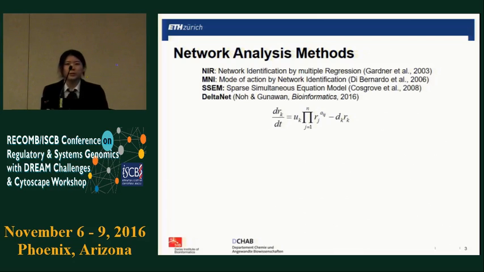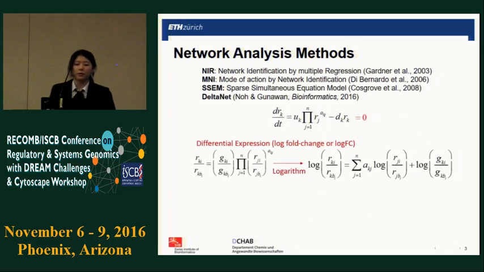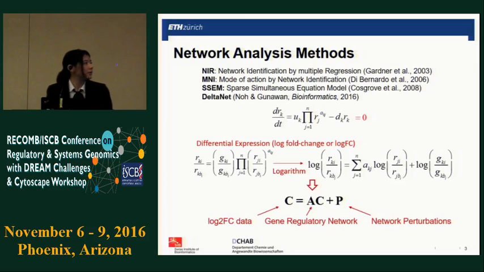These previous methods are derived from ordinary differential equations of mRNA synthesis rate, and steady state conditions are often assumed in these methods. By looking at the differential expressions between treated and control samples and the logarithm of the equations, the original problem can be linearized as denoted here. Now C is a data matrix of log scale gene expressions, A is the gene regulatory network, and P is perturbations on the system.